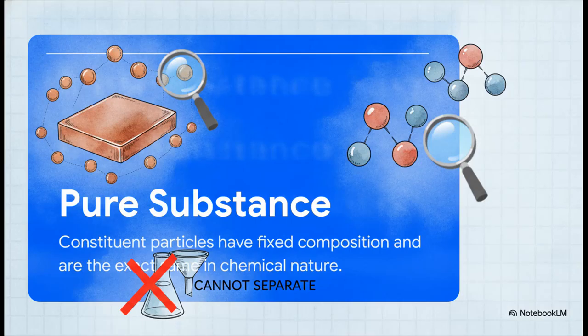But what if it's not a mixture at all? Well, that brings us to pure substances. A pure substance is matter with a fixed composition, where all the constituent particles are the exact same in their chemical nature. These can be elements, like pure copper, which is just one type of atom, or compounds, like water, where different atoms combine in a very fixed ratio. Now here's your key exam takeaway. You can separate mixtures using simple physical methods, like filtration, but you absolutely cannot separate pure substances that way.